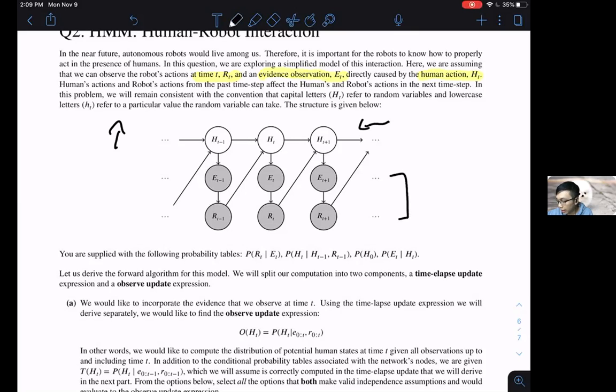Okay. And we are also given the following probability tables, and each of these are just associated with the nodes in our HMM. So that shouldn't be too crazy. This right here is the prior distribution of H0. R of t given E of t and E of t given H of t correspond to the sensor model, and H of t given H of t minus 1 comma R of t minus 1 corresponds to the transition model. And we use each of these in the traditional HMM as well. The real main difference is that we have two probability tables for our sensor model.